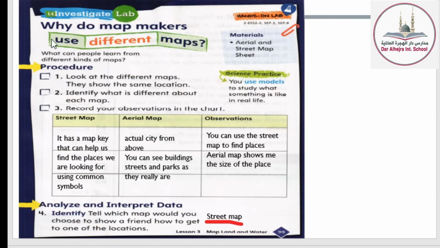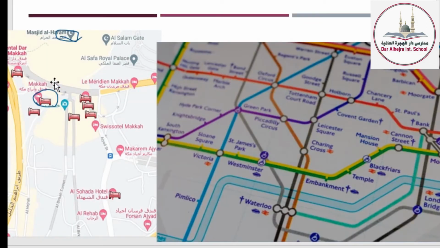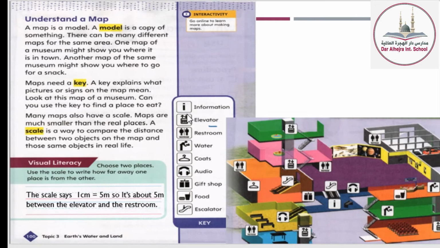We have different types of maps. How can we use these different kinds of maps? First, let's understand the two types that we have today. The first type of map is the street map. The street map has a key. The key explains the symbols that we can see in the map.